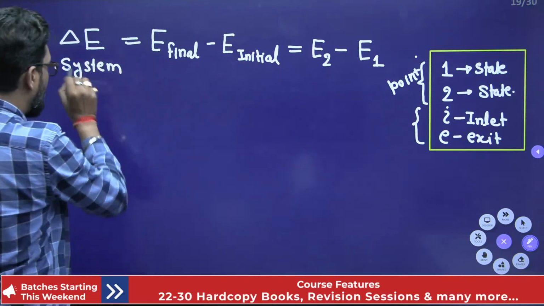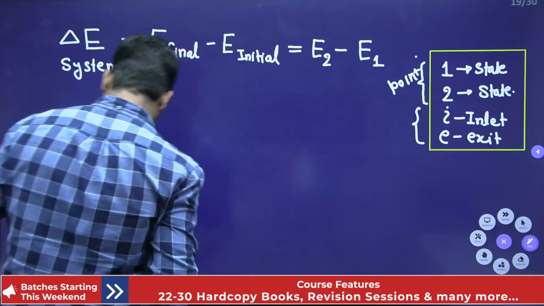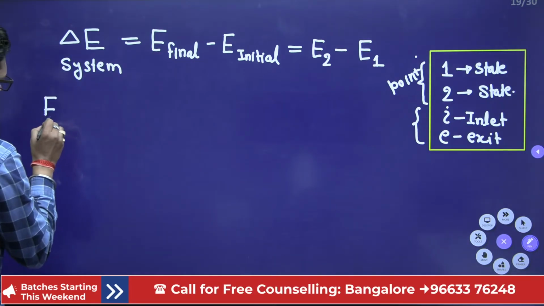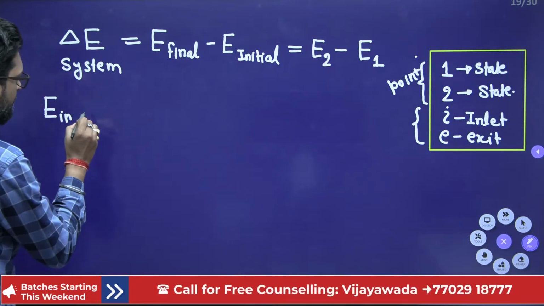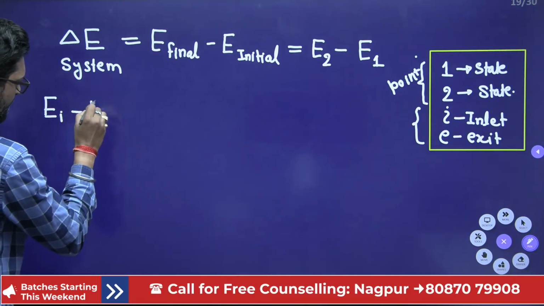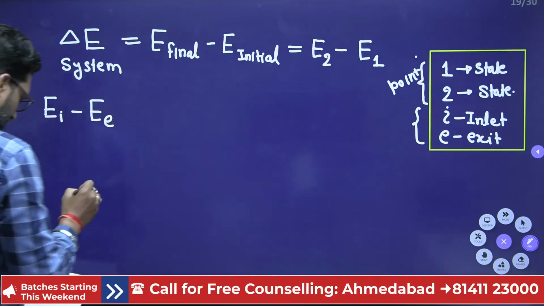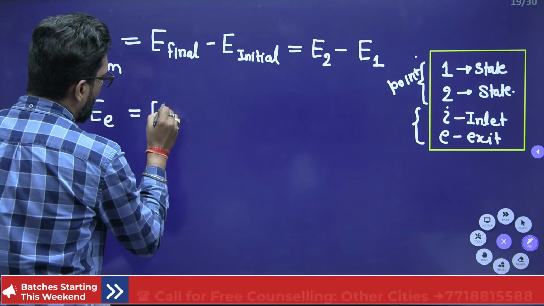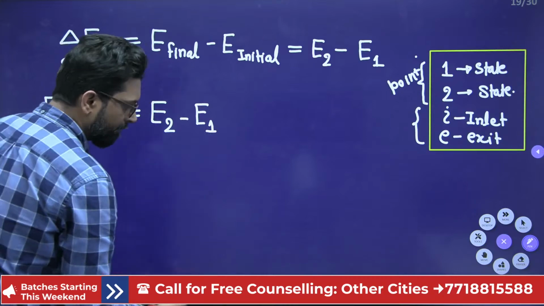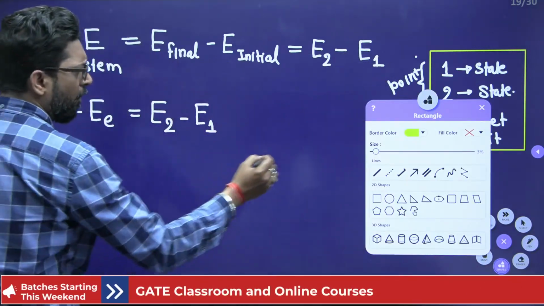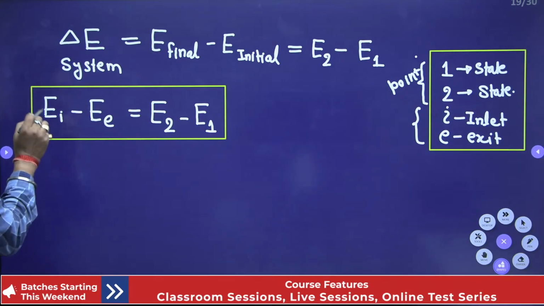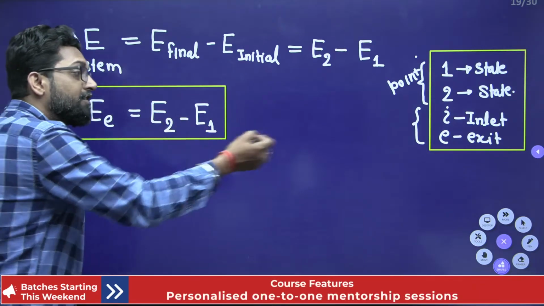So we are denoting with the help of 4 terms. If you define the system energy, we take E2 minus E1. So what is the final equation? Energy in minus energy exit is equal to E2 minus E1. This is very important. Energy in minus energy out is the change of energy of the system.